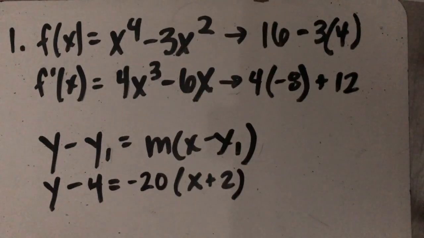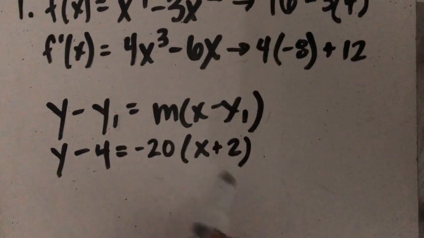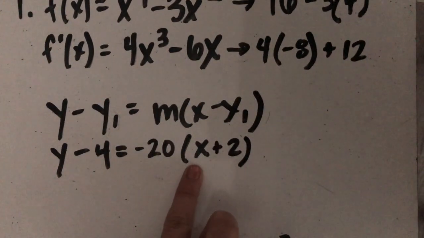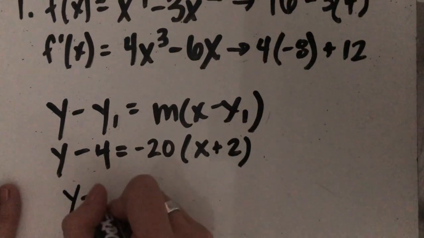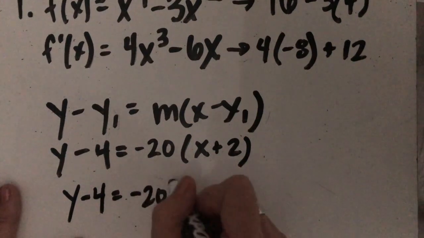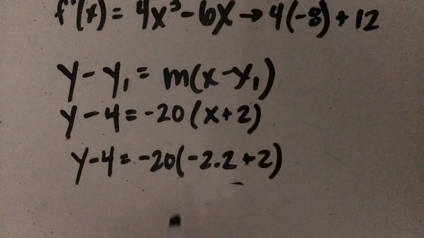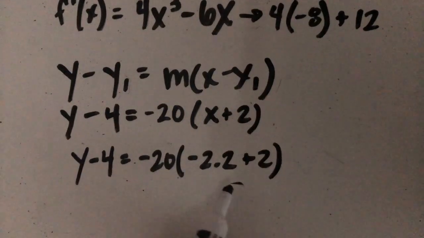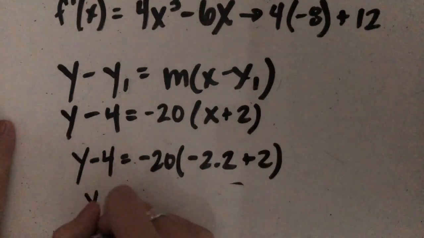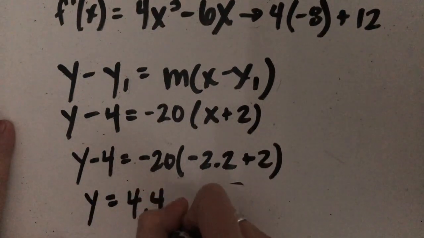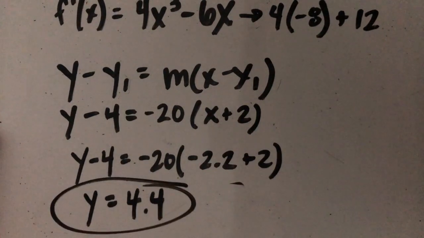Now it wants me to approximate f of -2.2. All that means is that I take this equation and I make this x -2.2. So I have y minus 4 equals -20 times (-2.2 plus 2). So that would be -20 times -0.2, which would be 0.4. So I have y equals 4.4 because I'm adding that 4 on over there. So that is my linear approximation.